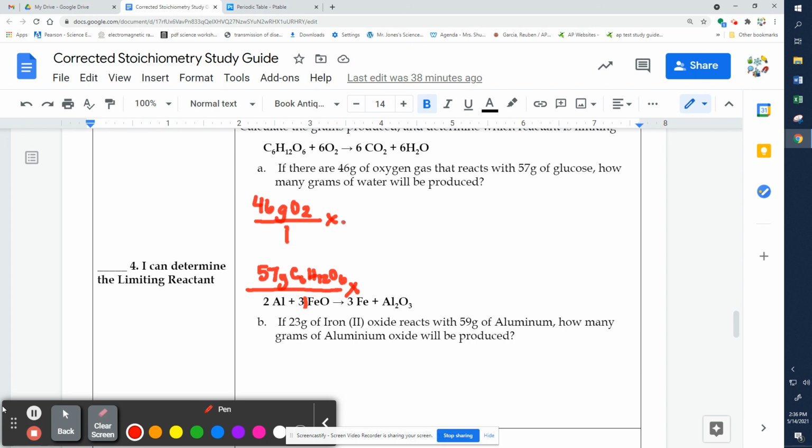All right. Our next one, we're going to do the molar mass on bottom for O2. That is 16. No, it's not. It's 16 times 2.